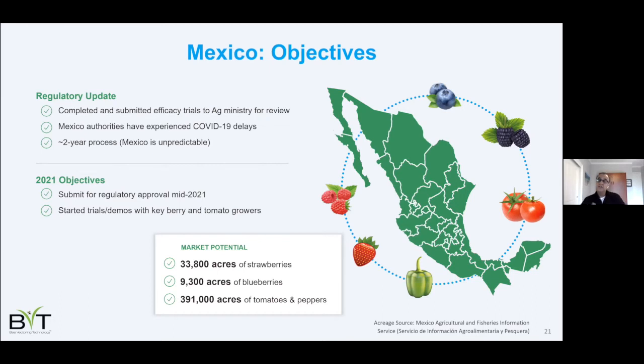But while we're doing this regulatory work, in parallel, we are doing trials and demos with the key berry and tomato growers, which are progressing very nicely. We've got some early results, which are very, very favorable, and they kind of match exactly what we've seen in the US.